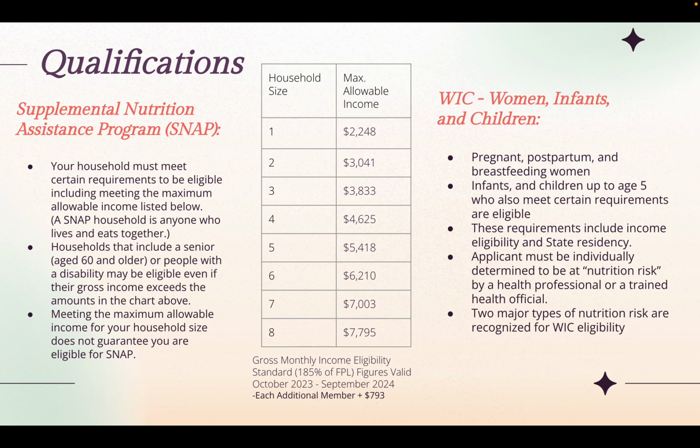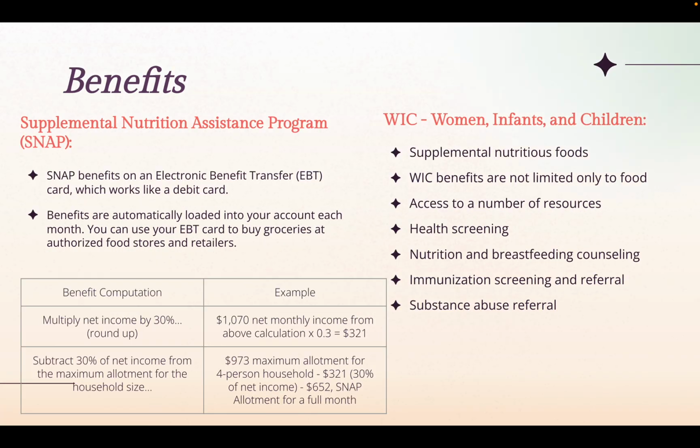Women, infants, and children at nutrition risk have a much greater risk of experiencing health problems. In this slide, I will be talking about the specific benefits that you can get from being a part of some of these programs. If you are found eligible, you will receive SNAP benefits on an electronic benefit transfer, or EBT, card, which works like a debit card.